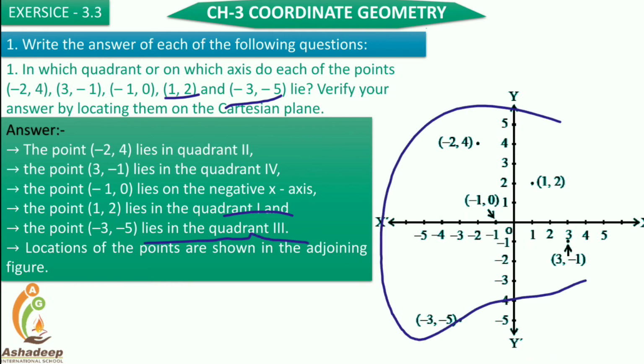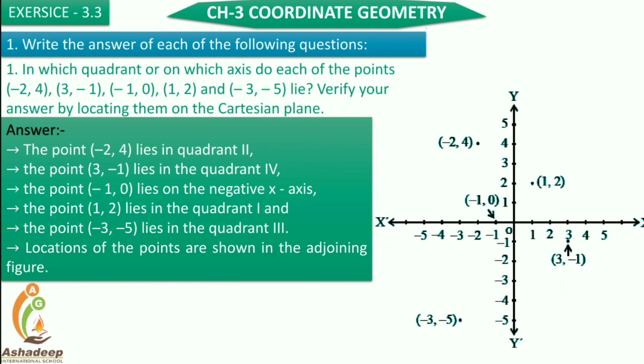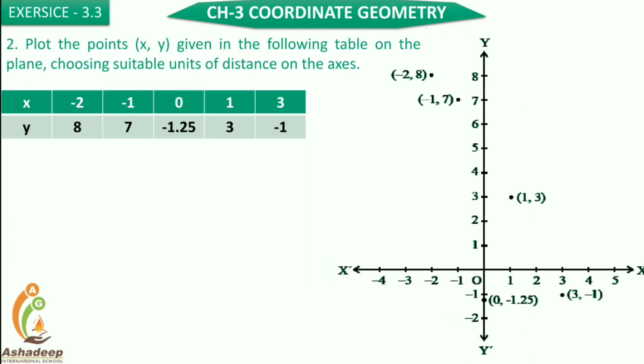Look, दिया है कर ही दिया है that you can very easily know how to locate it. -2, 4: -2 ढूंढो ये रहा. 4 ढूंढो ये रहा. इन दोनों को ज्वाइन करो पॉइंट मिल गया. 3, -1 तो +3 ढूंढो. -1 ढूंढो इसको ज्वाइन करो ये मुझे पॉइंट मिल गया. अब -1, 0 तो डायरेक्ट इजी है यहाँ पर ही है. 1, 2 this is the 1, 2. -3, -5 मिल गया. So in that way we have to locate the points, right?